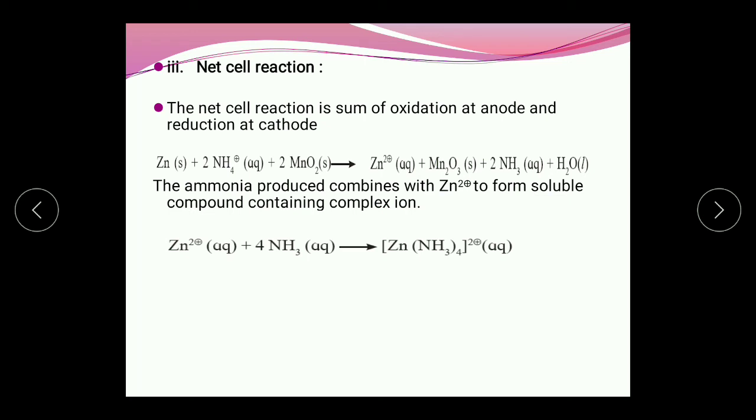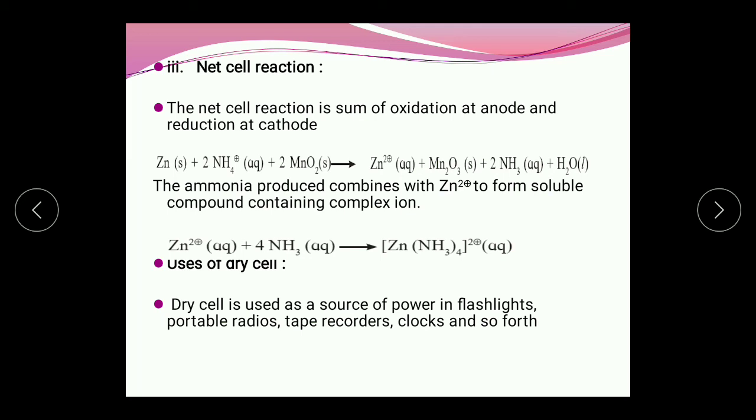The last point of this is uses. The dry cell, as you know, is used as a source of power in flashlights, portable radios, tape recorders, clocks, and so on. So, as you know, dry cell batteries are needed in our day-to-day life. We use them easily, but what actually a dry cell is, that we learned today.